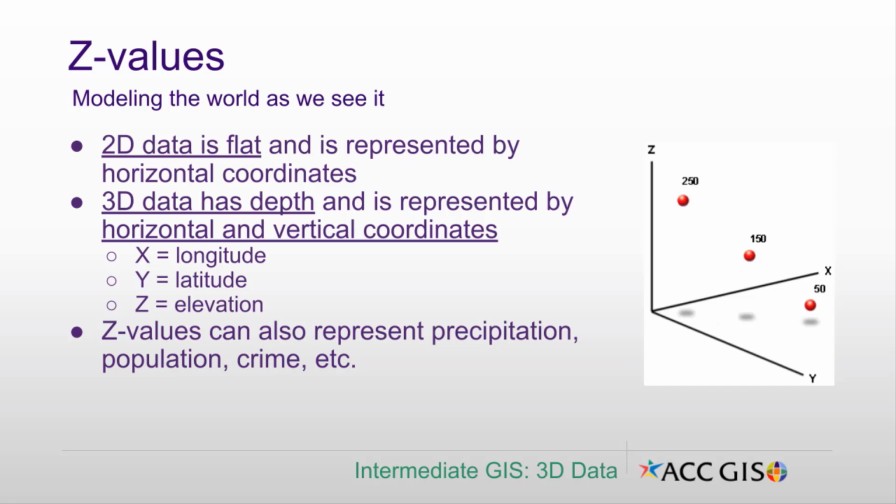Now, 3D data has depth, and it's represented by not just horizontal, but vertical coordinates as well. In this case, a z-value, and the z-value might be elevation, or it can also be something like precipitation, population, and crime. If we look back at our example on the right, we can see we've added a z-axis, and now we're plotting the points not only in horizontal space, but also in vertical space as well. And the z-value of each point determines how high in the vertical space it's plotted. In this case, 250 is higher than 150, and 150, of course, is higher than 50.